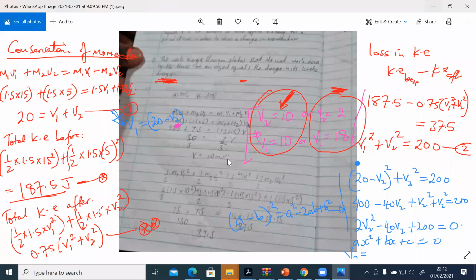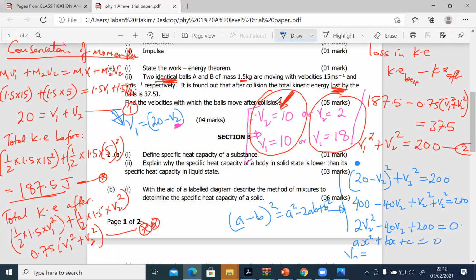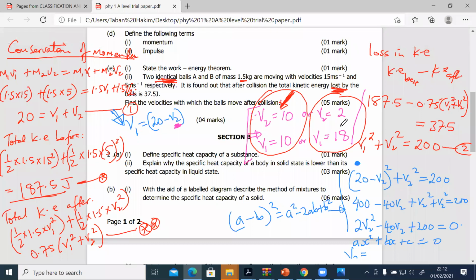In case you remember your answers here, you had got this 10. Yes. But it is not the case. So it can either be inelastic or perfectly inelastic, depending on the answers that you've got here. They can even ask you which velocity V1 and V2 give you a perfectly inelastic collision. It is 10 meters per second. And then for inelastic, it will be 2 and 18. Okay, are we done?